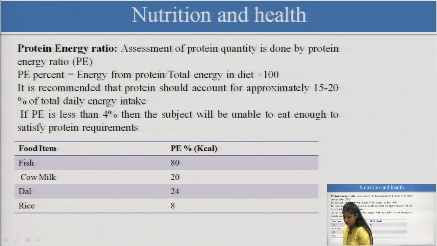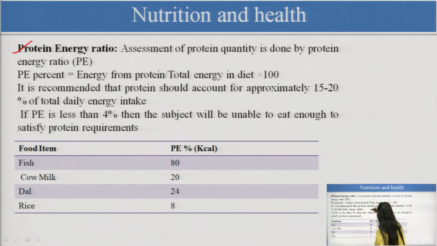Then we have discussed the proteins. Now there is an assessment: how will we assess the quality of the protein? There are some assessment parameters. We will see the protein energy ratio, meaning how much protein we are taking and how much energy is formed from that protein.